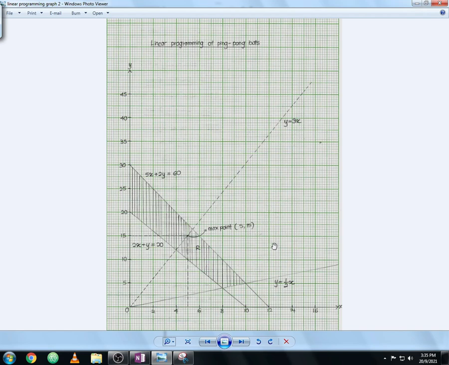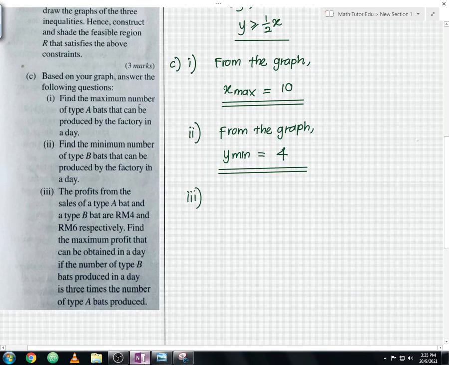Now, why we come up with this dotted line and this maximum point, please hold on for a moment. I will come back to that soon. So for now, let me close this and proceed to question C part 3.